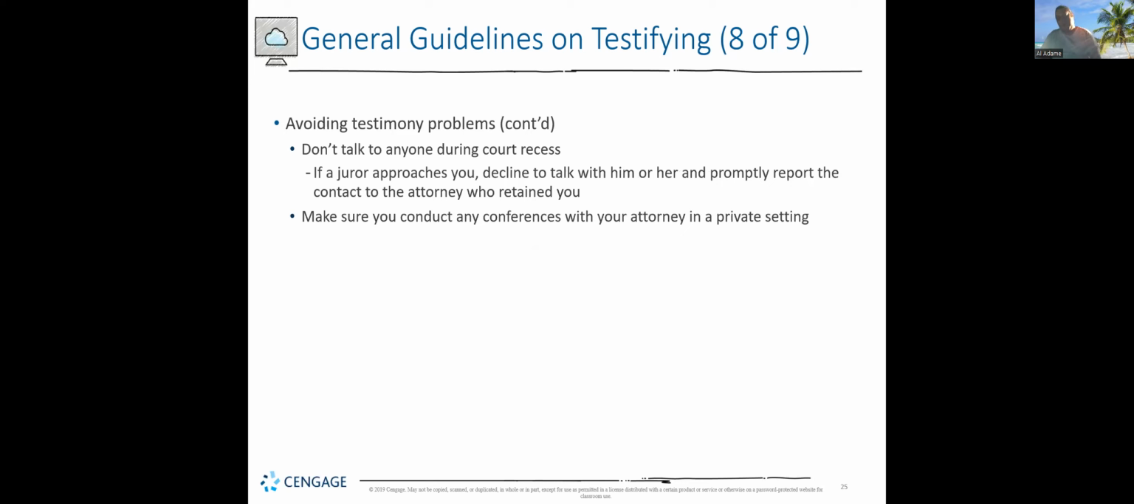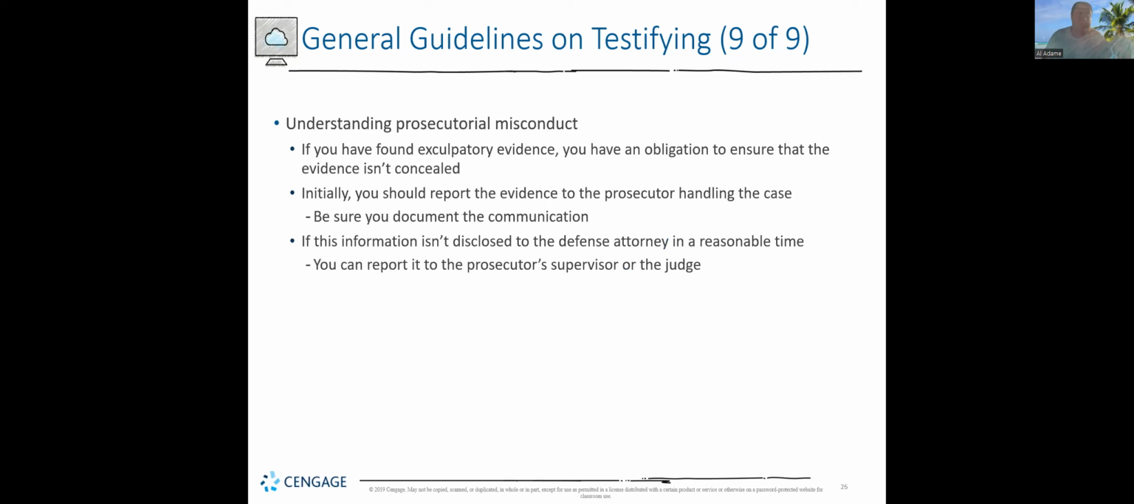Don't talk to anyone during court recess. If a juror approaches you, decline to talk with him or her and promptly report the contact to the attorney who retained you. Make sure you conduct any conferences with your attorney in private settings.